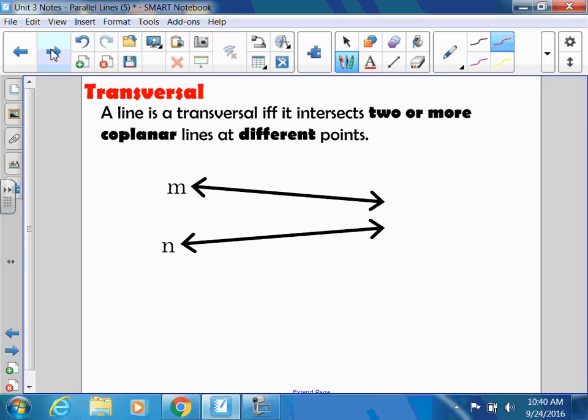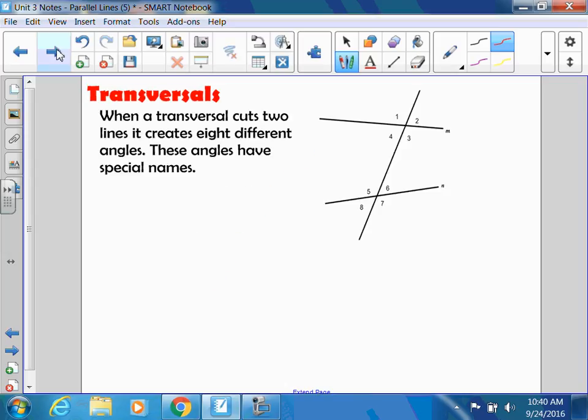A transversal line is a line that intersects two or more coplanar lines at different points. So this could be considered a transversal, the line I just drew. It intersects two or more lines at different points. Here's the different points that it intersects at. When we have two lines that are intersected by a transversal, we're going to have 8 different angles that are going to be formed. And there is a relationship that those 8 angles are going to have with each other. And we're going to talk about that in just a minute.